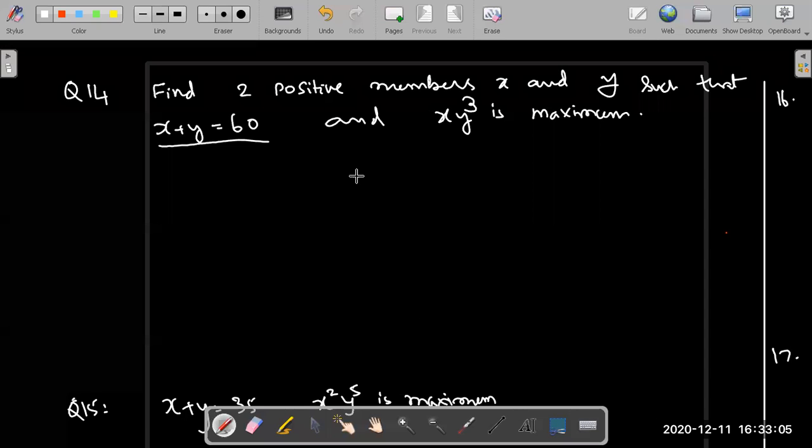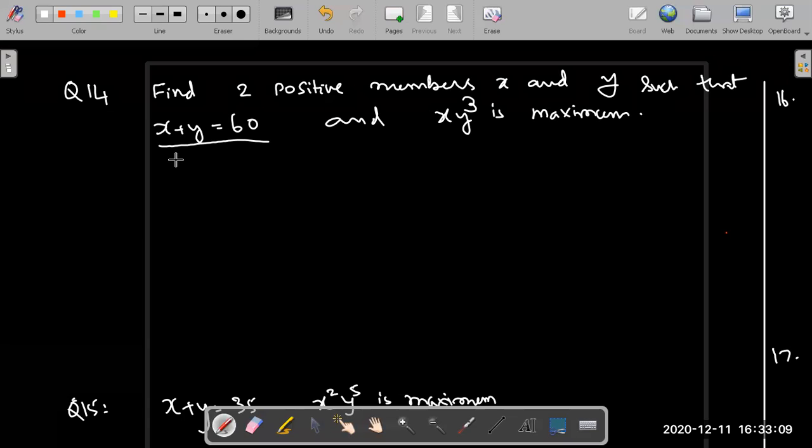Yeah, recording. x plus y is equal to 60. Then we just have to say y is equal to 60 minus x. That's the first step to do.